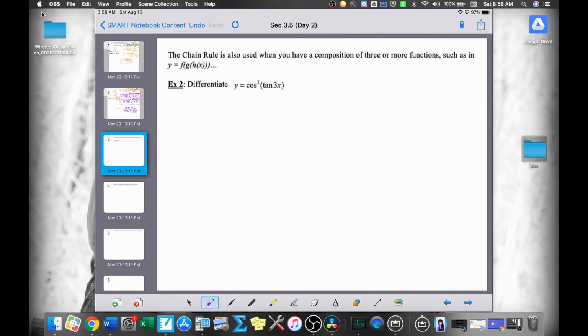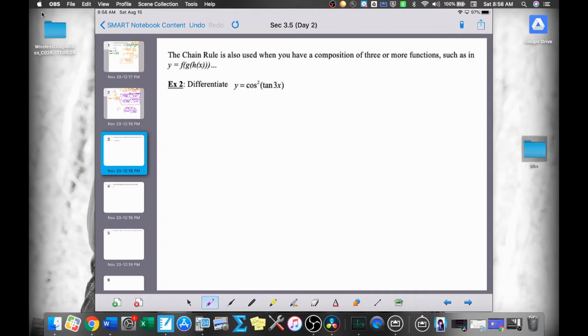Well, with chain rule, you'd start on the outside and you work your way in, versus PEMDAS, we start on the inside and we work our way out. But it's the same idea. So if we're differentiating something that has a function within a function within a function within a function, we have to identify kind of what are all those different functions that are taking place in our problem. So example 2 is a great one.